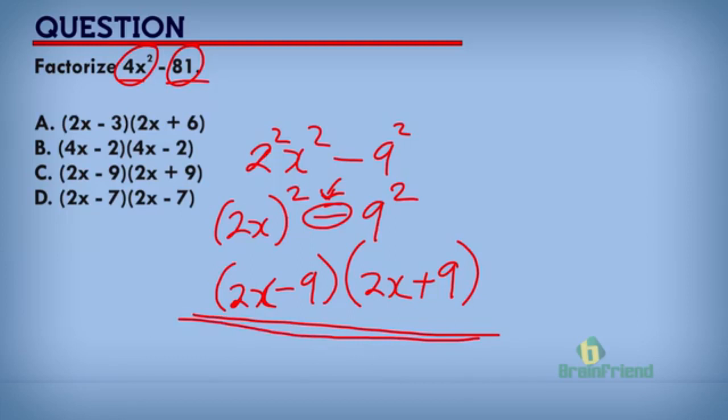So let's see which of our options is our correct answer. Is it A, B, C, or D? Our correct answer is option C. 2x minus 9 all in bracket 2x plus 9.